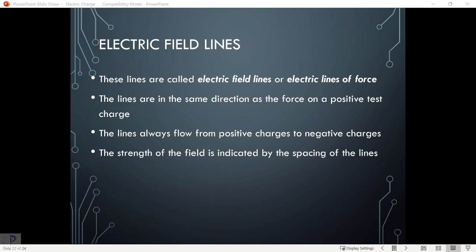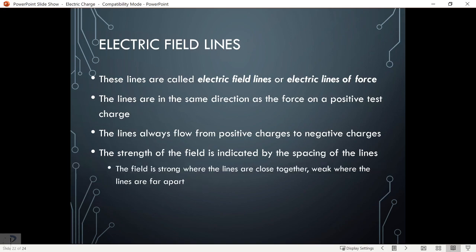All right, back to the PowerPoint. All right. So lines are indicated by spacing. The field is strong where the lines are close together and weak where the lines are far apart. Go and write all that down while I pull up a simulator.